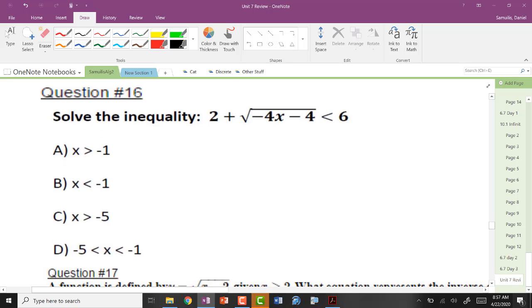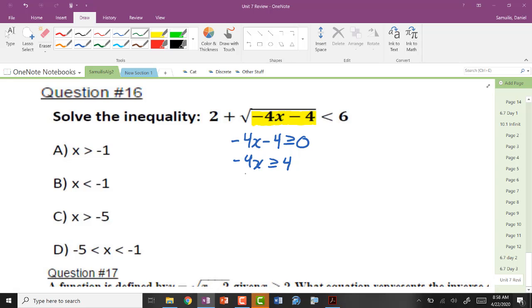Okay, solving the inequality. This is what we just finished up with. First step is to solve for the radicand. Okay, so I need the radicand to be greater than or equal to 0. So negative 4x is greater than or equal to 4.